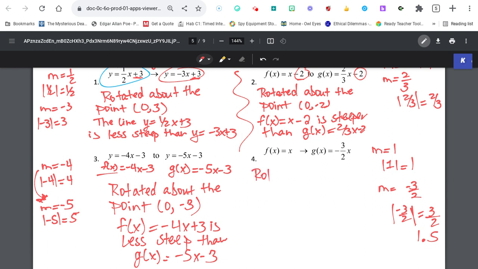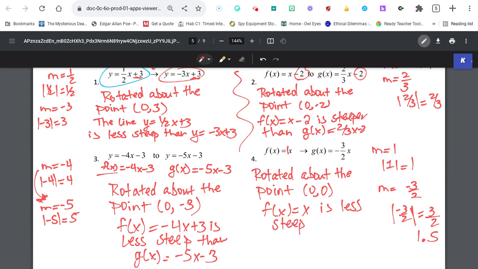All right, it's going to be rotated or turned about the point 0, 0, or the origin, guys. And f of x equals x is less steep because that's 1, the absolute value of 1. That's going to be the absolute value of -3/2, which is 1.5. So I'm going to say f of x equals x is less steep than g of x equals -3/2 x.